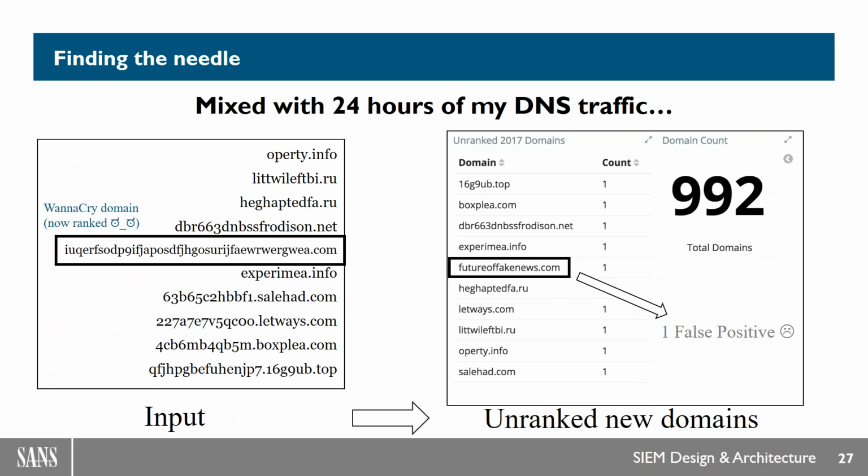And on the right side, I used Kibana to make myself a dashboard that is just any domain that was unranked and was created anytime in 2017. And what we have here is almost a perfect match for malicious domains showing up here on the right side. The only thing where it failed was the WannaCry domain because, as I said, it's now ranked. And there was one domain that was a false positive.